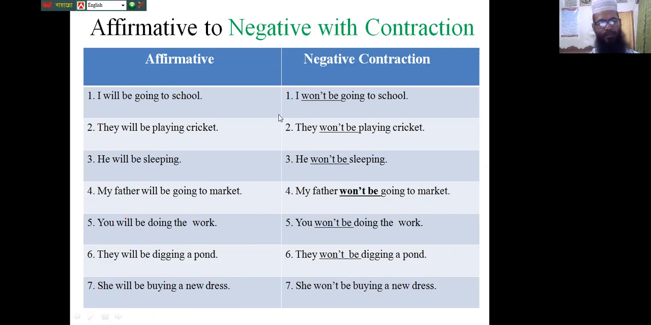Contraction form will be pronounced shortly. That means short form. I will be is the long form. I won't be is the short form. I will be going. I will be, long form, long action. I won't be, short action. Understand? Okay.